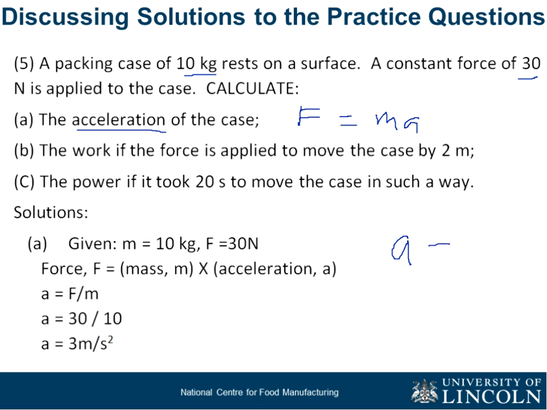All I want to see is A equals F over M. So your acceleration equals force over M. From the formula that I've given to you, you can make your A the subject of the formula. If you know that your F equals MA as given to you in the formula sheet, you can tell me what your acceleration will be. So your acceleration will be force, which is 30 Newton, divided by mass, which is 10 kilograms. So 30 divided by 10 will be 3.